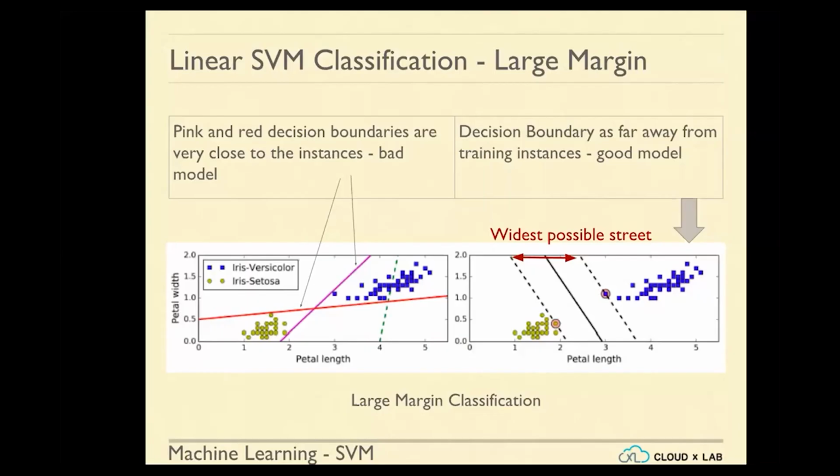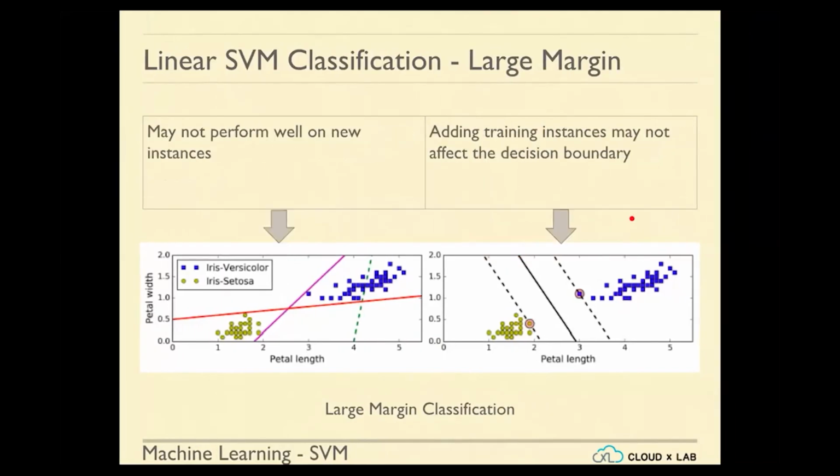All right. So adding new instances may not perform well on these lines, but the one that is there with the decision boundary, adding more data points may not affect the decision boundary in this case, because most of the data points will be there on that side.